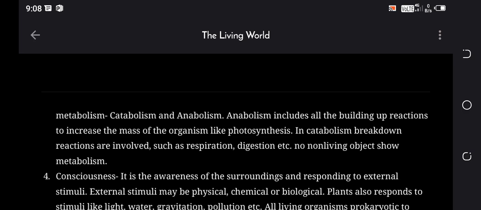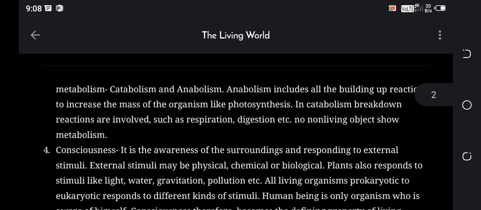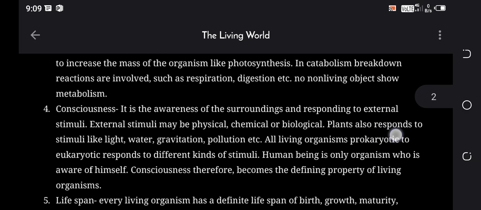Anabolism includes all the building-up reactions that increase the mass of the organism, like photosynthesis. In catabolism, breakdown reactions are involved, such as respiration and digestion. They are all breakdown reactions, and no non-living objects show metabolism. And fourth is consciousness.